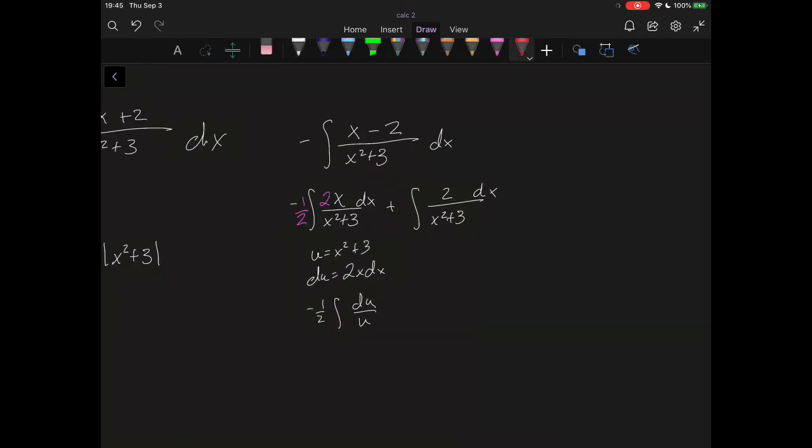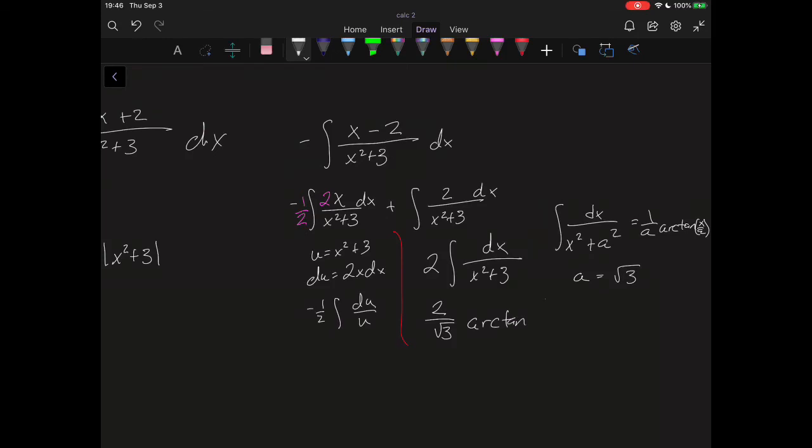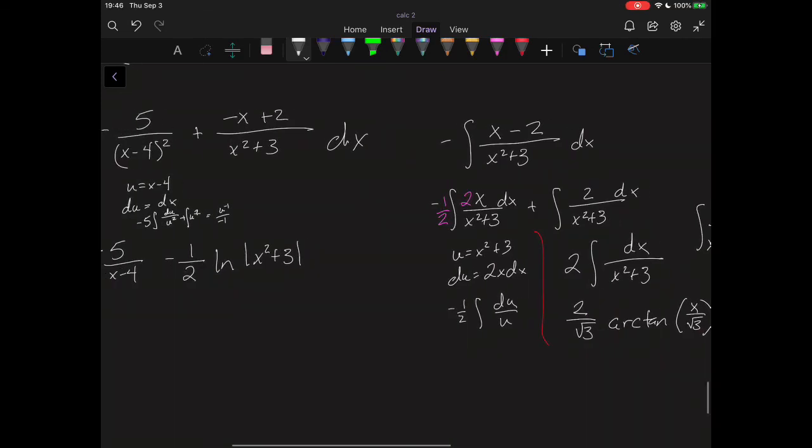This one, 2 over x squared plus 3, we can break this down into, well, let's put that 2 on the outside, and it's going to be dx over x squared plus 3. Now this is of the form x squared plus a squared, where a is equal to the square root of 3. So remember that if we have the integral of dx over x squared plus a squared, that's 1 over a arctan of x over a. So this is going to be 2 over the square root of 3 arctangent of x over the square root of 3, and when we bring it over, we can just go ahead and rationalize the denominator.